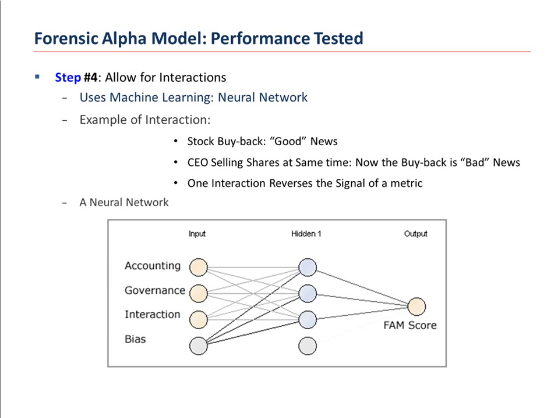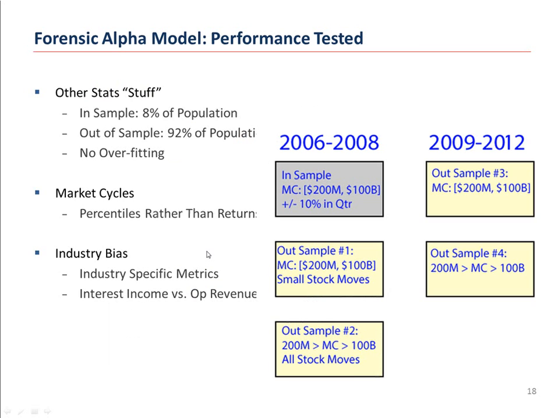For those of you who are not familiar with a neural network, I'll just give you a simple example. This is the actual neural network that works for FAM, and it's actually pretty simple. You take the accounting score, you take the governance score, you take a multiplicative interaction between the two, and then you have them interact with each other on 3 different nodes. You weight these nodes based on machine learning, and you get out a final score. And that's it. That's how the FAM was built.